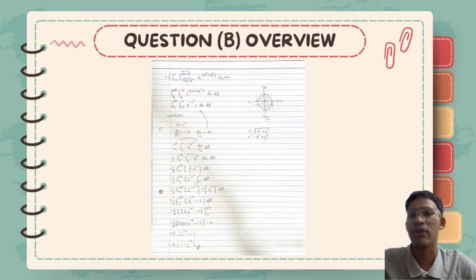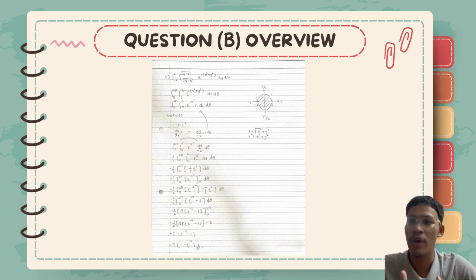For the manual calculation of question B, we are asked to evaluate the double integral of the function e to the power of negative x squared plus y squared, written as exp negative x squared plus y squared, over a circular region with a radius of 2 centered at the origin. Because of the circular symmetry of both the function and the region, it is more convenient to solve this integral using polar coordinates instead of Cartesian.